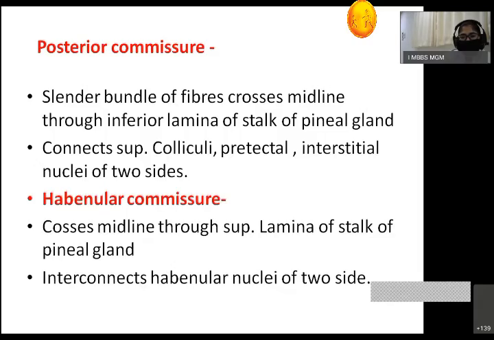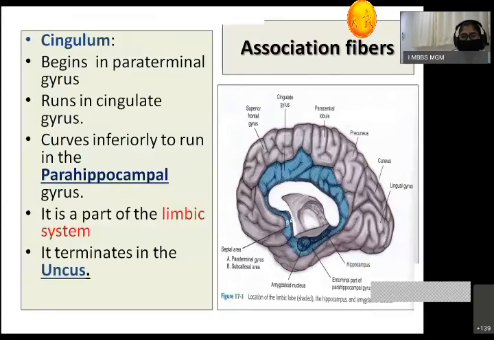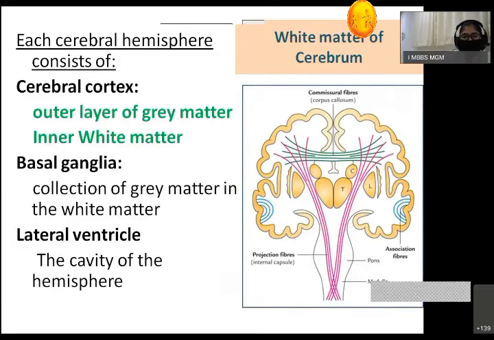So we'll revise again in short. We have seen the white matter of the cerebrum. Each cerebral hemisphere consists of outer gray matter and inner white matter. This white matter is made up of axons of neurons, or nerve fibers. In the white matter there are some collections of masses of gray matter, located in the central core of the cerebral hemisphere. These are nothing but the basal ganglia. And in each cerebral hemisphere there is a cavity inside it called the lateral ventricle. So the cerebrum consists of a pair of lateral ventricles.